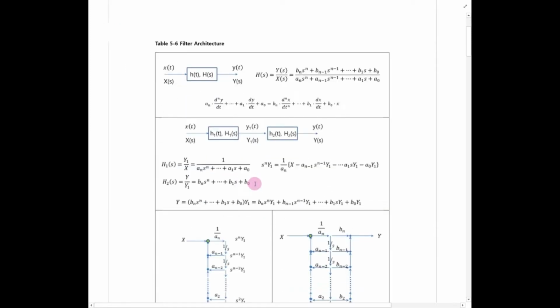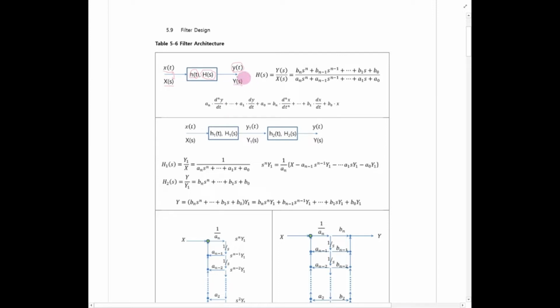Okay, here shows how the filter is designed. The filter can be expressed by this system function. The inverse Laplace transform is h(t). Input in the time domain is x(t). In the Laplace domain, it can be expressed as H(s), X(s). It's the same. Output y(t) is the time domain expression, and in the s domain it's Y(s).